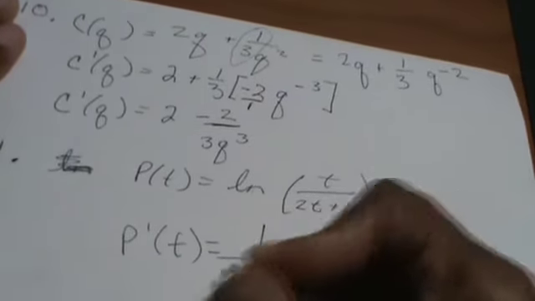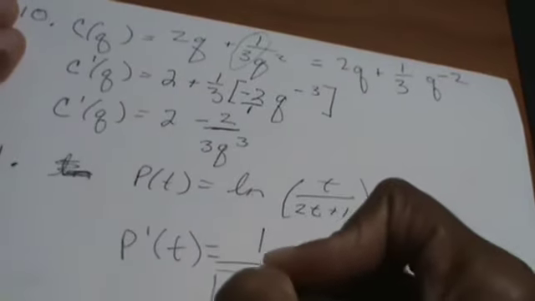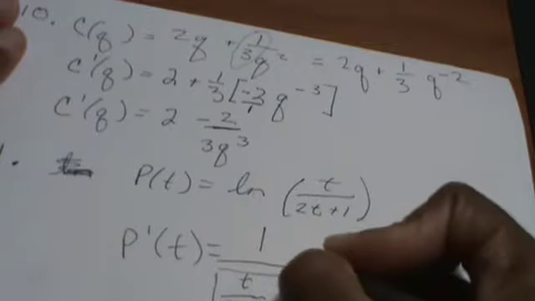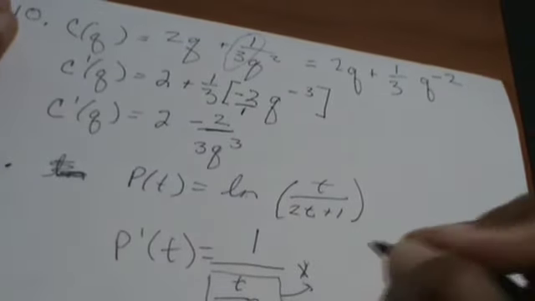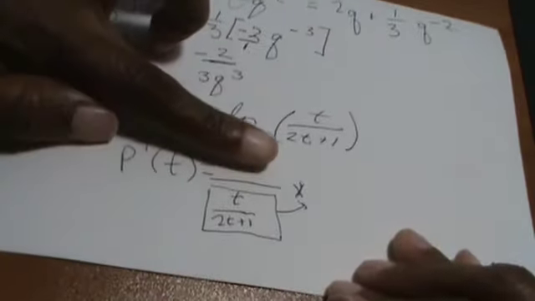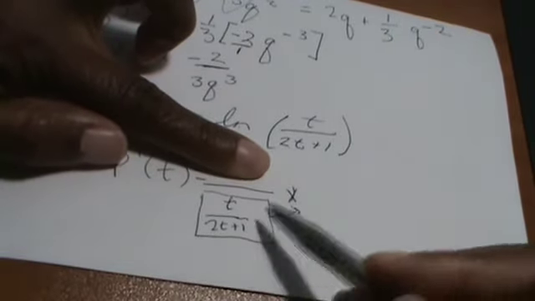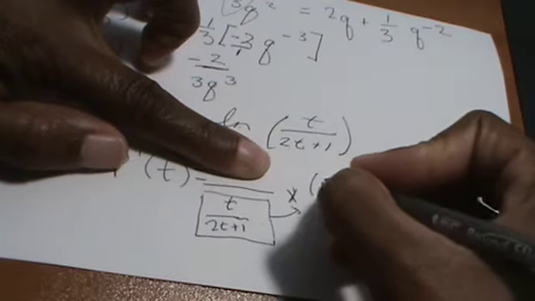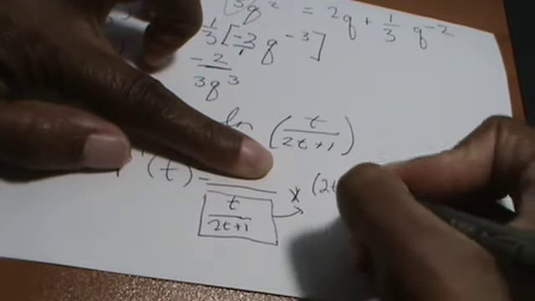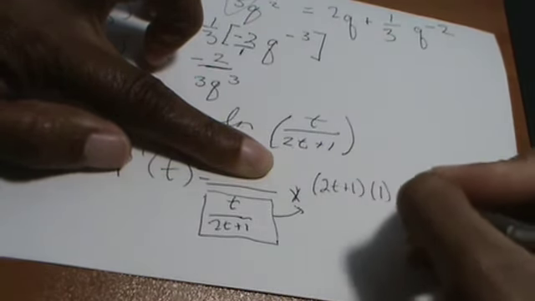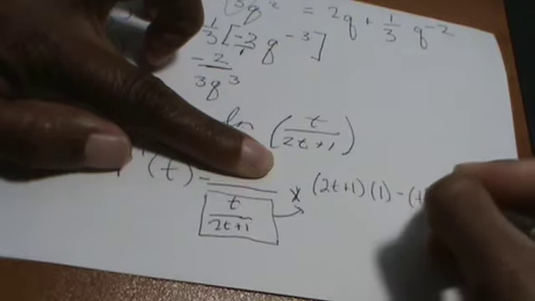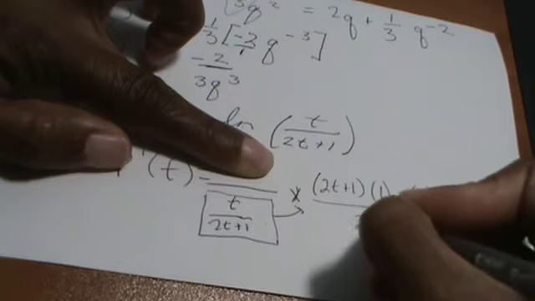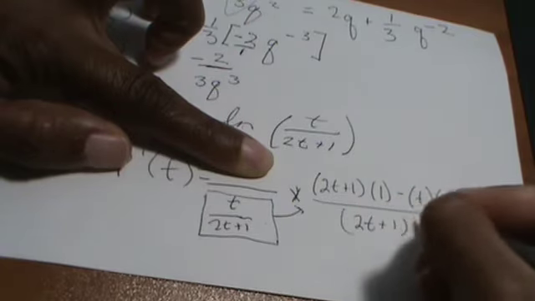The start of this is 1 over t divided by 2t plus 1 times the derivative of what's in the box. Sorry, so I'm going to cover this one up because we have to focus on the box. So here we go. This is a quotient rule. Low, 2t plus 1. The high, which is 1, minus the high, which is t, the low, which is 2, all over 2t plus 1, the quantity squared.